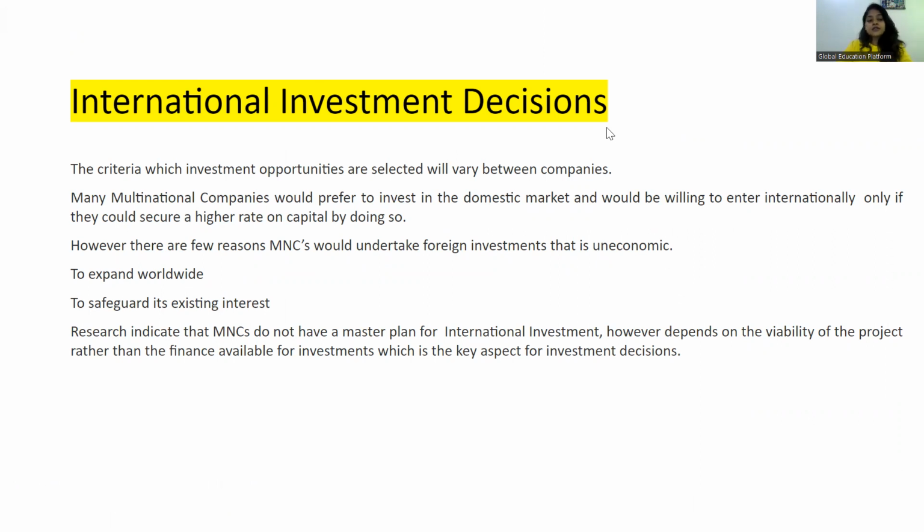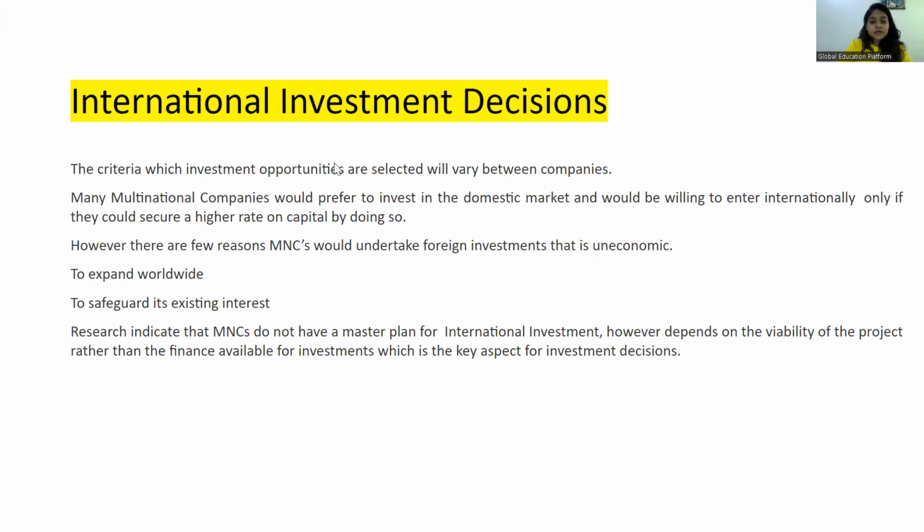It's about the international investment decisions, and we're going to look at factors such as NPV, IRR, the calculations of those, the pros and cons, and many things related to those elements. So let me take you through that. Right, so this is about the international investment decisions. I'm going to read this and explain to you as we normally do.